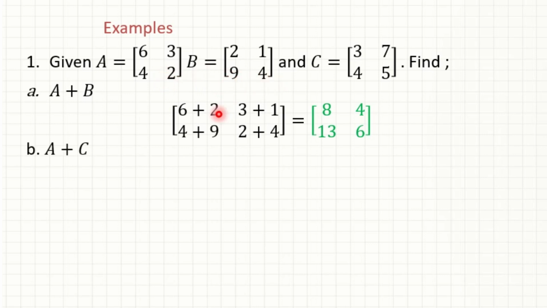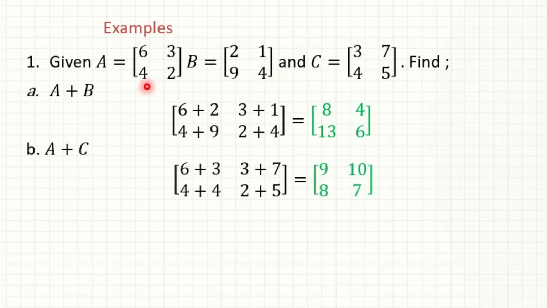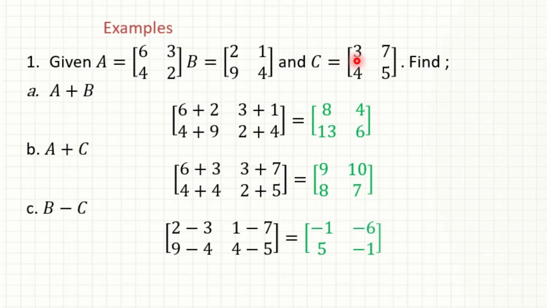We've also been asked to find A plus C. That will be 6 plus 3. You get 9. 3 plus 7, 10. 4 plus 4, you get 8. 2 plus 5 is 7. Then for B minus C, it will be 2 minus 3, you get negative 1. 1 minus 7, you get negative 6. 9 minus 4, you get 5. 4 minus 5, you get negative 1.